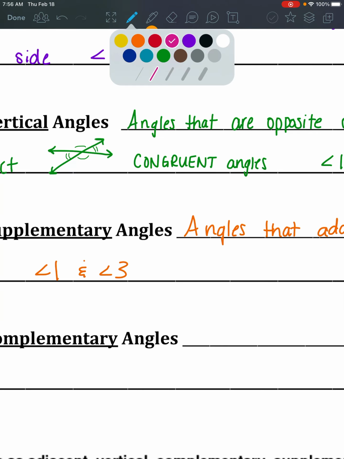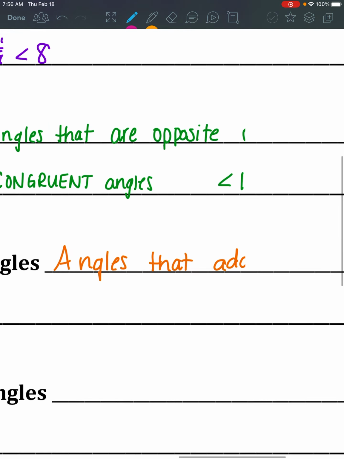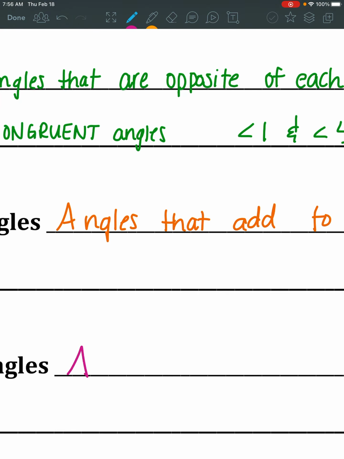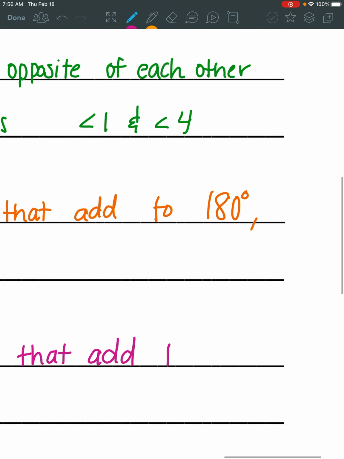Now, the only difference between complementary and supplementary are what they add to. So supplementary angles add to 180, while complementary are angles that add to 90 degrees.